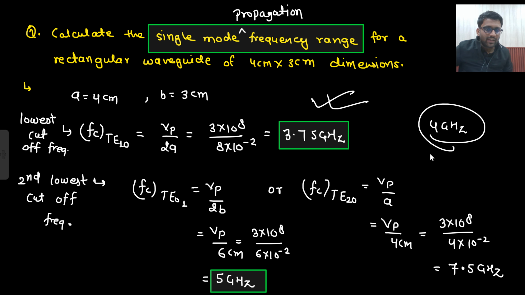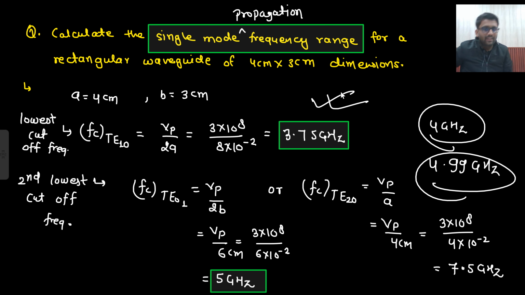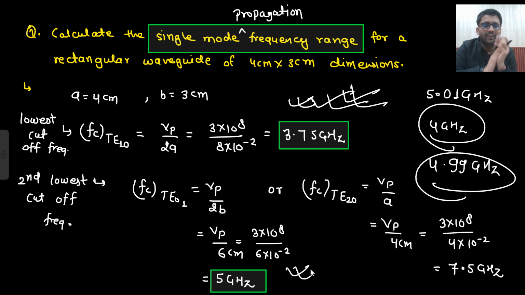And now let's assume I give my frequency as 4.99 GHz, then certainly TE10 will propagate, but this will not propagate. Now if I give my frequency as 5.01 GHz, so TE10 mode will propagate and TE01 mode will also propagate. What I want? Only one mode propagation I want. So that means I need to keep above 3.75 and below 5. Are you getting this point?